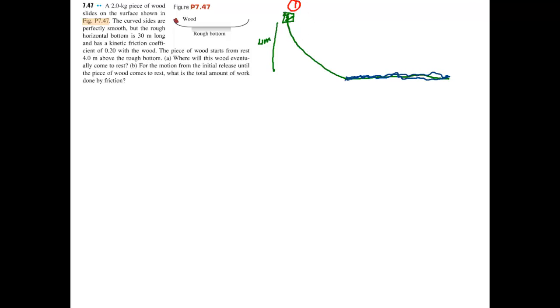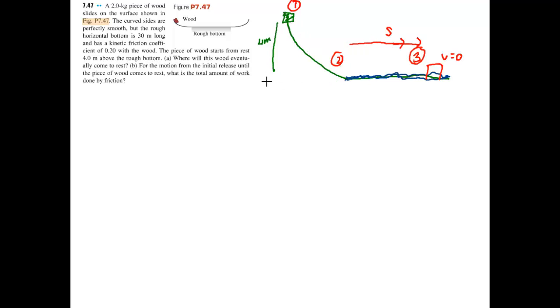I'm going to talk about the initial position of the block. I'm going to talk about just before it enters the rough surface. Lastly, I'm going to talk about 3, which is where the block finally comes to a complete rest. Draw a block over here, my velocity equal to 0. And what I'm interested in is what is that distance? I'm going to call it S.